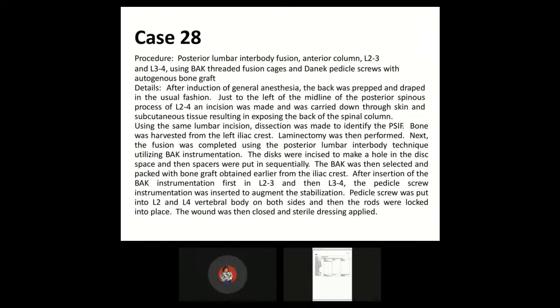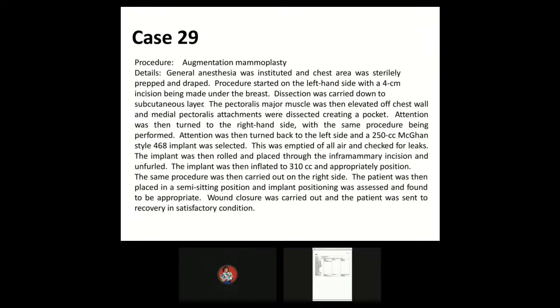On to our next scenario. Augmentation mammoplasty. So alteration is something that is generally known to be done for cosmetic purposes. So, general anesthesia was, of course, provided. They were prepped and draped. And the procedure started on the left side with a 4 centimeter incision being made under the breast.